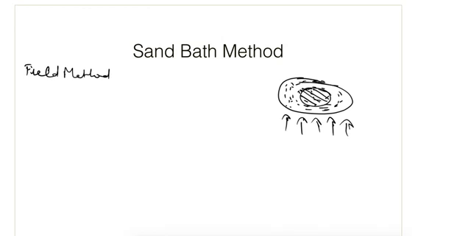To avoid overheating, we put some paper on the soil sample, and if that paper is turning brown, it means that the sample is overheated. So we should avoid that, and this heating is continued for 20 to 60 minutes.